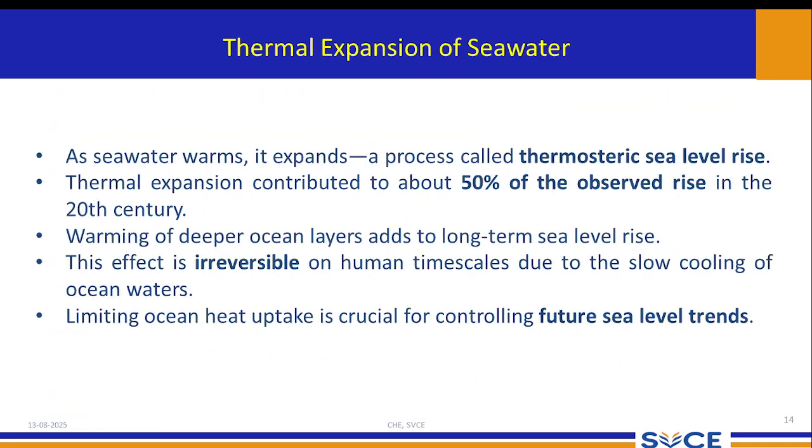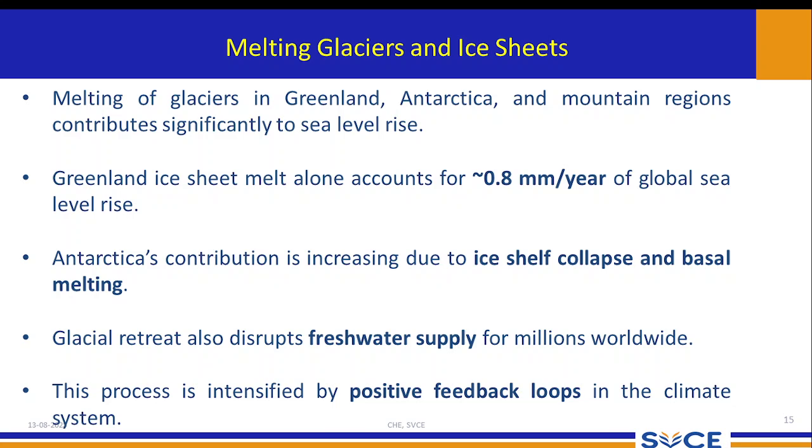Melting glaciers and ice sheets. Melting of glaciers in Greenland, Antarctica, and mountain regions contributes significantly to sea level rise. It should not melt actually. For that, the snow is supposed to fall on the Arctic and Antarctic. Otherwise, what will happen if rain falls? Obviously, that will reduce the ice which has been present in the Arctic and Antarctic.